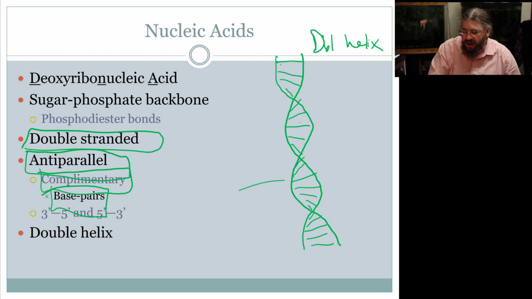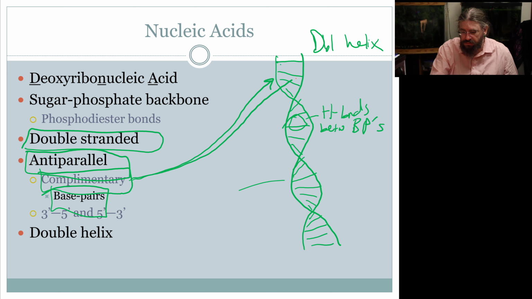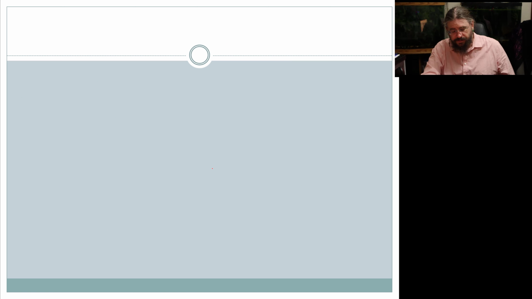We have our hydrogen bonds between base pairs. Right? We have our complementary anti-parallel strands. And anti-parallel again because one's going 3 to 5 and the other's going 5 to 3. Not too bad.